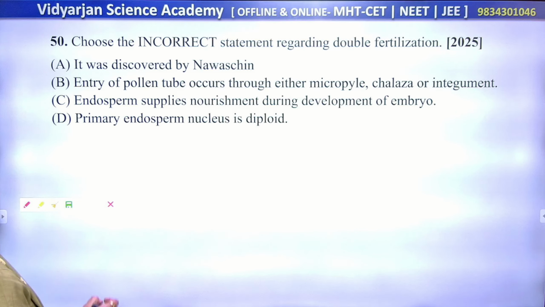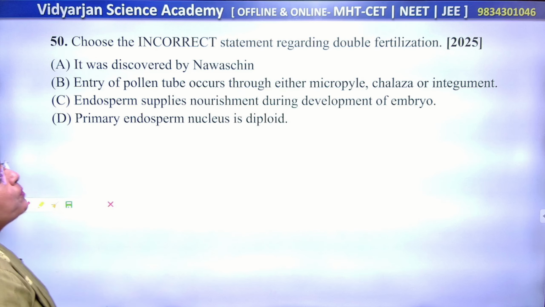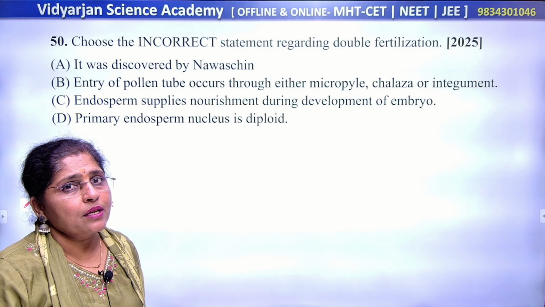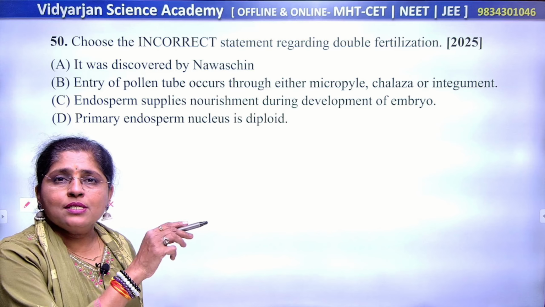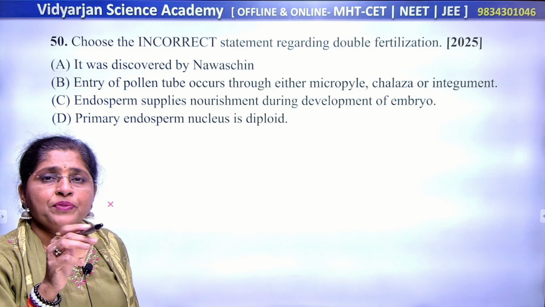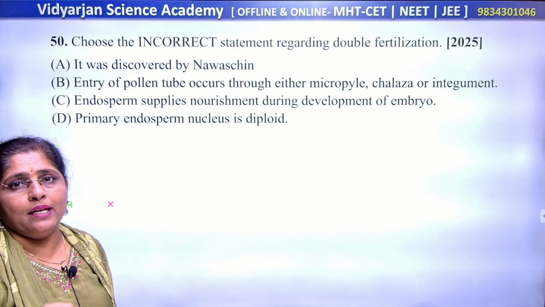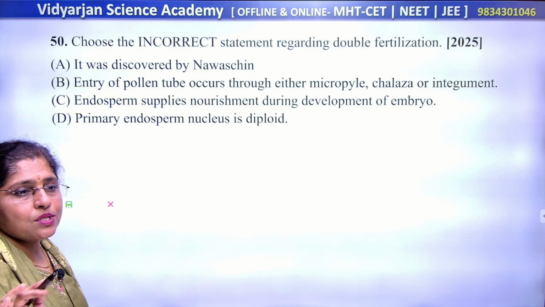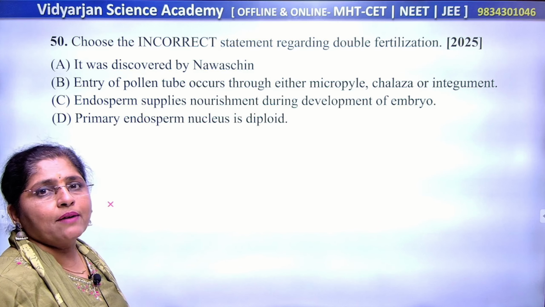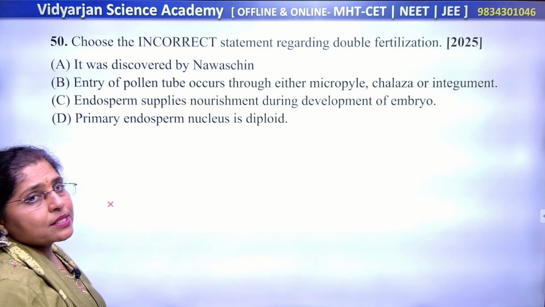Let us see what are the statements given here. Statement number 1, it was discovered by Narayan. Then, entry of the pollen tube occurs through either the micropyle, chalaza or integument. So students, for this they have given the diagram. Entry of the pollen tube through the chalaza, through the integument and through the micropylar end. So you should remember those diagrams here. Next, endosperm supplies the nourishment during the development of the embryo, and primary endosperm nucleus is diploid.